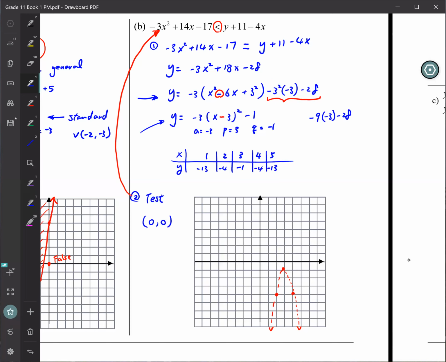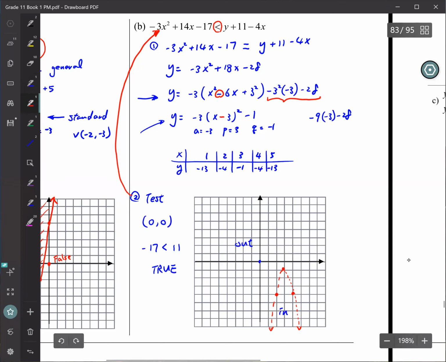Okay, I got negative 17. Negative 18 is smaller than 11. True or false? True. True, okay. So 0, 0 is true. Do we shade inside or outside? Marcus? The inside. Inside is this part, right? This part is the outside. We found 0, 0 is true, and 0, 0 is on the outside.